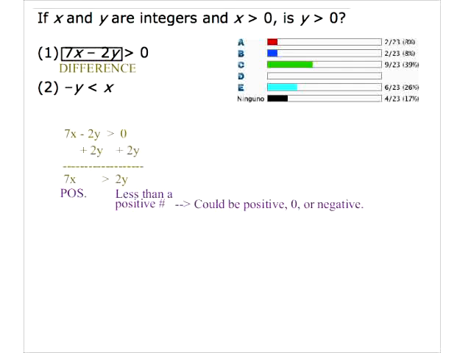Statement 2 says negative y is less than x. So again, x is positive. That doesn't really help us. Negative y is something less than a positive number. So this doesn't help either. So we're going to need to combine these things. Does anybody have any insights as to how we're going to do that? In the chat box.